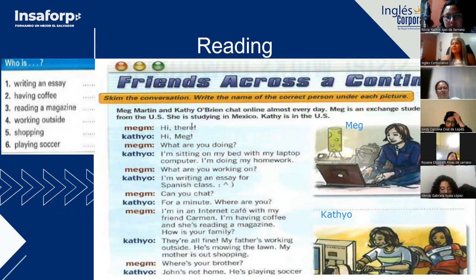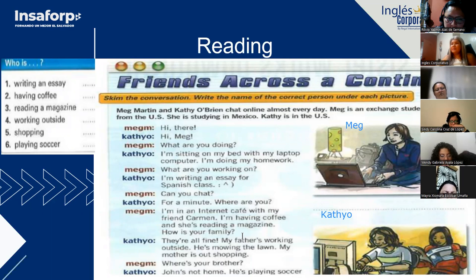Let me read it for you. Hi there. Hi, Meg. What are you doing? I'm sitting on my bed with my laptop computer. I'm doing my homework. What are you working on? I'm writing an essay for my Spanish class. Can you chat for a minute? Where are you? I am in an internet cafe with my friend Carmen. I'm having coffee and she's reading a magazine. How is your family? They're all fine. My father is working outside. He's mowing the lawn. My mother is out shopping. Where's your brother? John's not home. He's playing soccer.